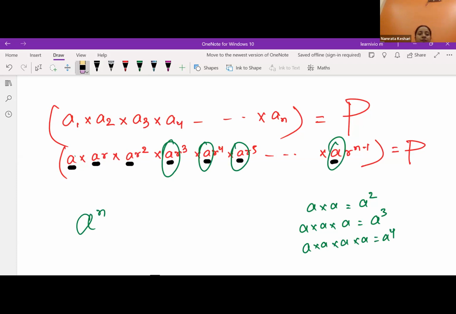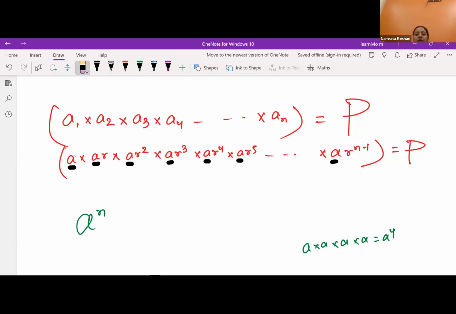Getting it, Manvi? Product is there, hence the power. And all are having just power 1. That's why we are writing it so easily. Here A, here A, here A, here A. The power is not changing. If the power were changing, then we wouldn't be able to write this way. Look at your R. That is changing. So we are writing this way.